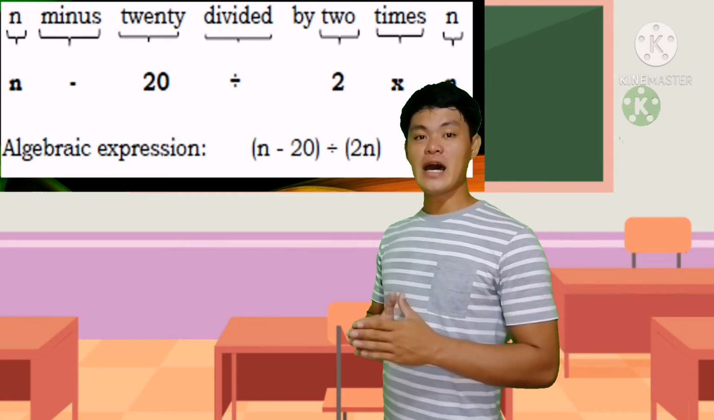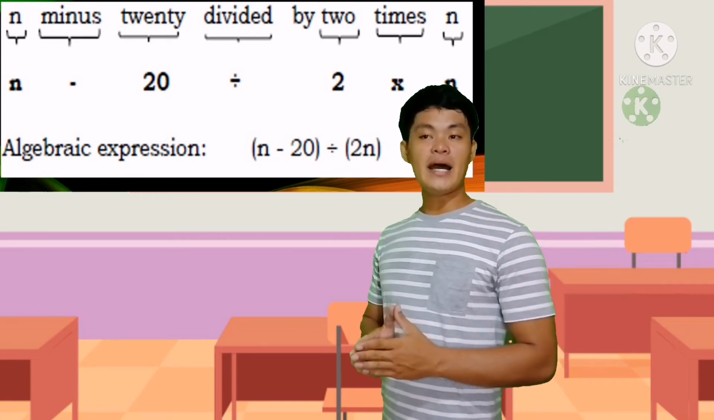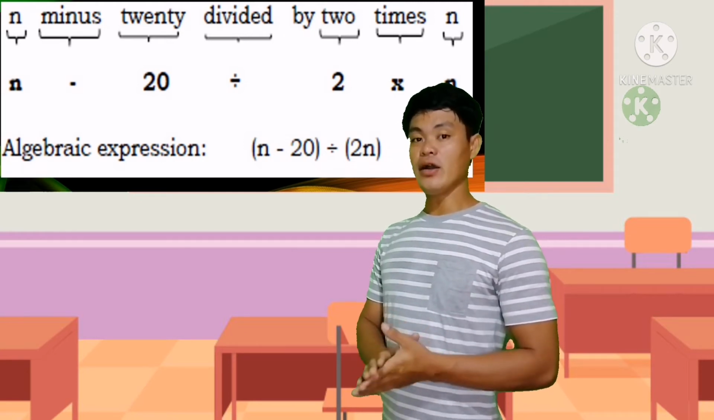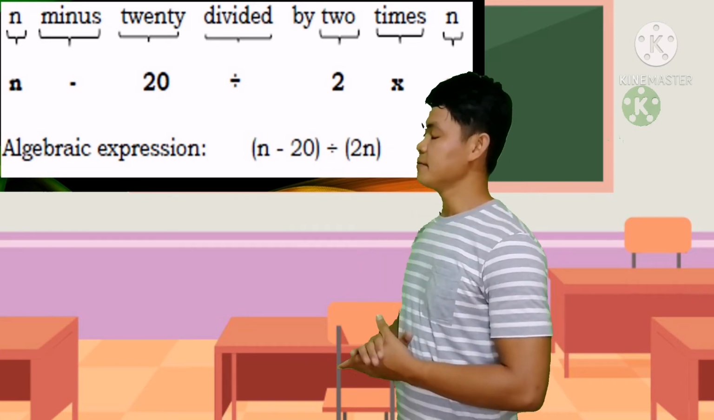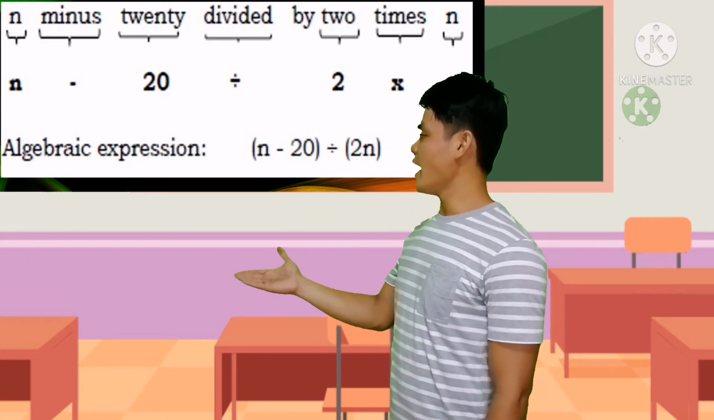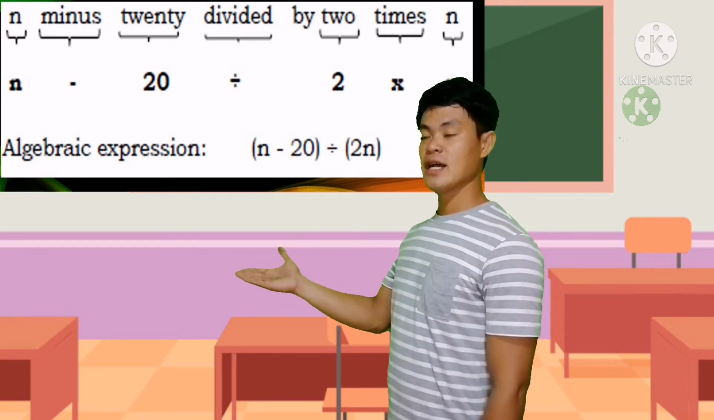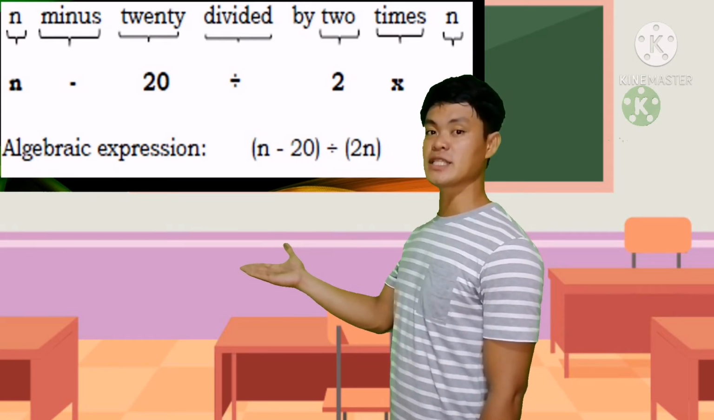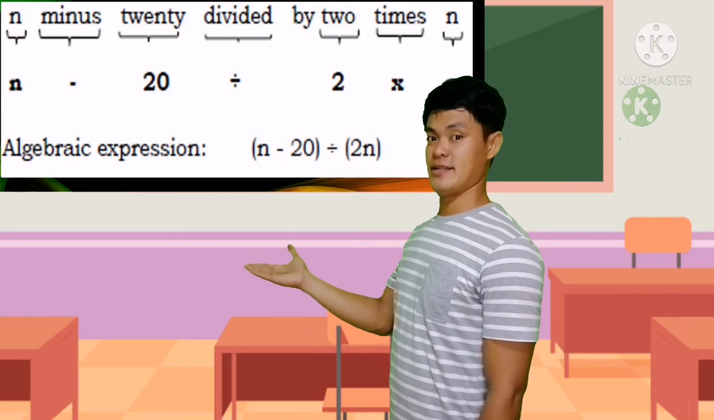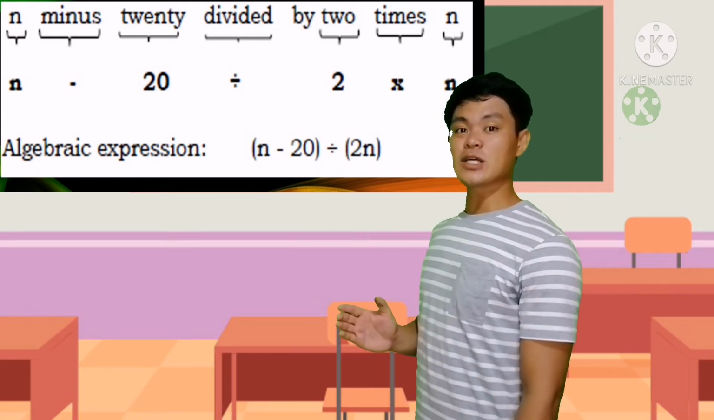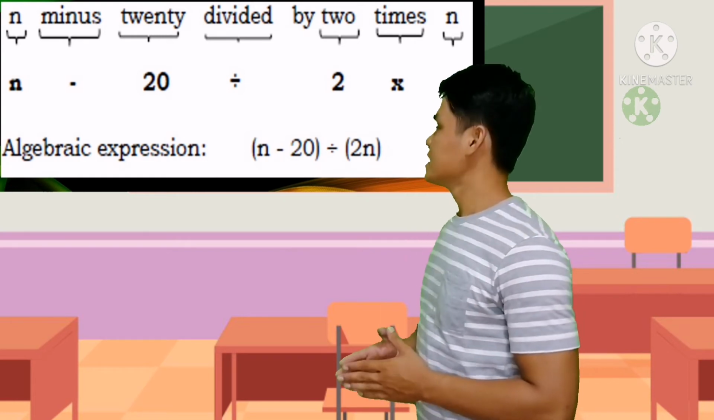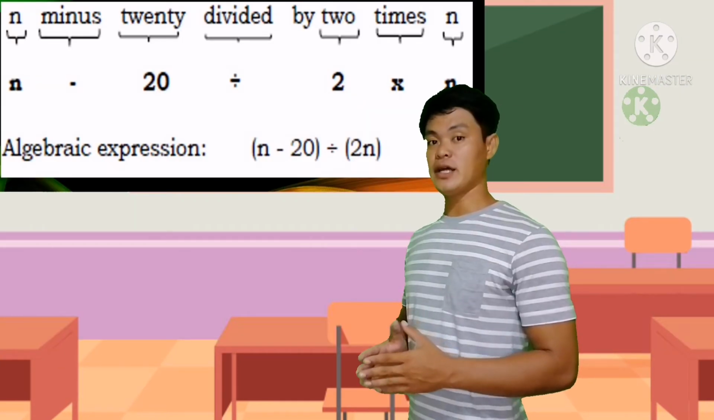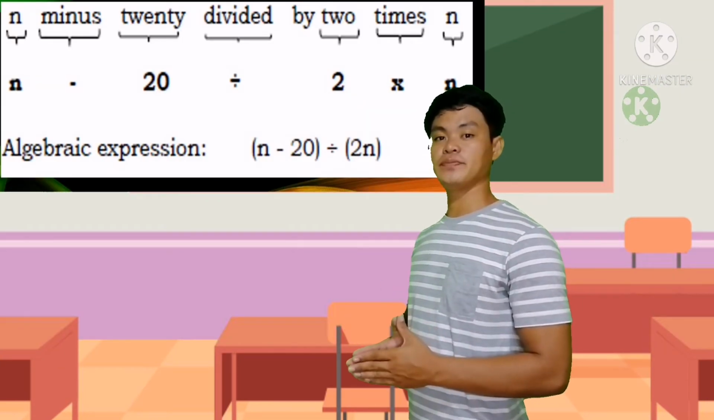Now, let us have another example. n minus 20 divided by 2 times n. And our algebraic expression must be (n minus 20) divided by (2 times n). Now, let us observe this expression. The two expressions are enclosed by parentheses and are joined by a division.